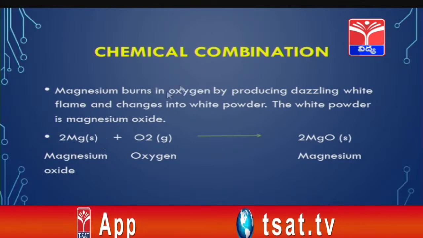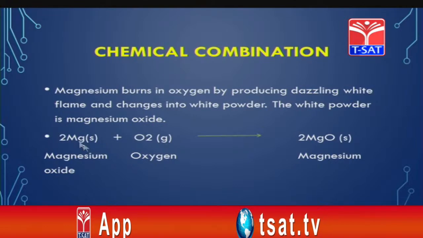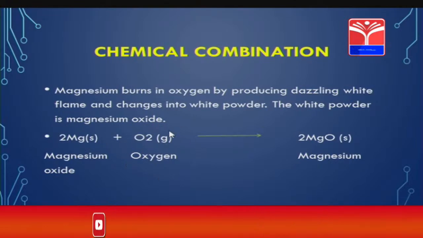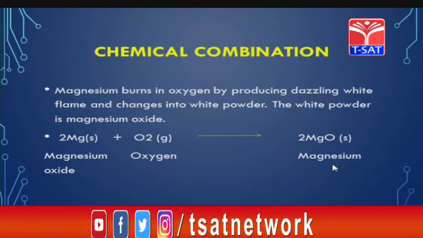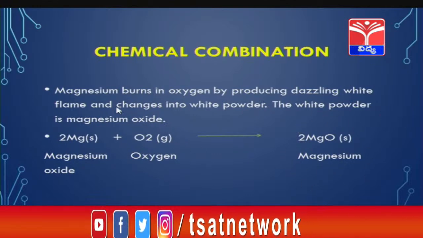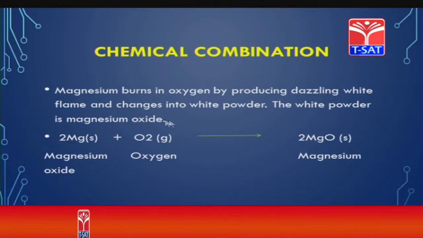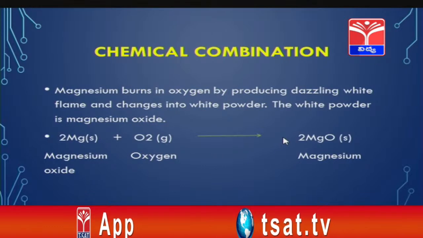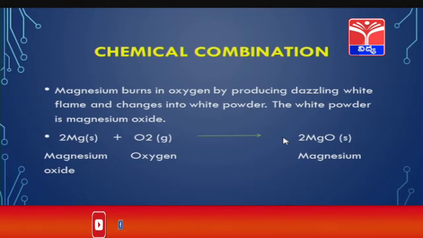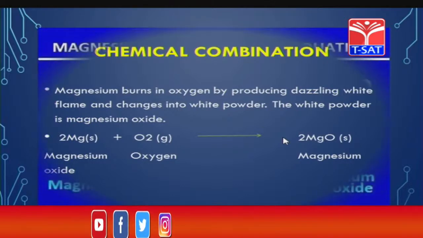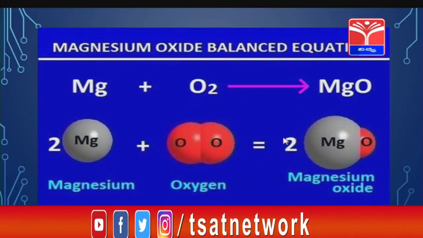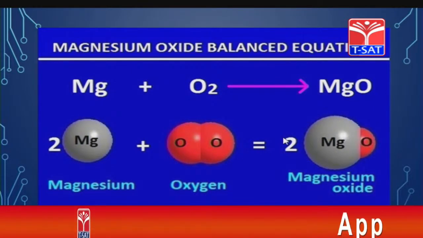Now chemical combination. Chemical combination is one particular type of chemical reaction, children. In this, if you see one example, a magnesium ribbon, if you take it and heat it in the presence of oxygen, then we get a new product, that is magnesium oxide. In this reaction we can see that magnesium and oxygen are reactants. When they combine with each other, we get a new product which is a dazzling white color powder, and that is called magnesium oxide.